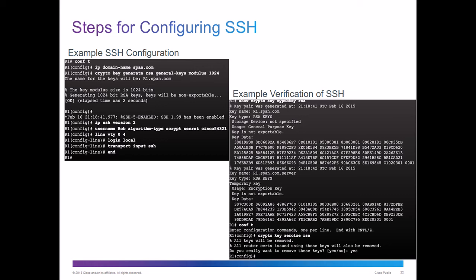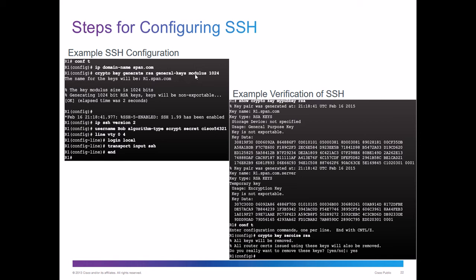All right, so Secure Shell. The first thing that you want to do is type ip domain-name and give it a domain name: cisco.com, xyz.com, or whatever you want. Then you need to generate the key. You type in the command crypto key generate rsa, and you can set how big the key is.